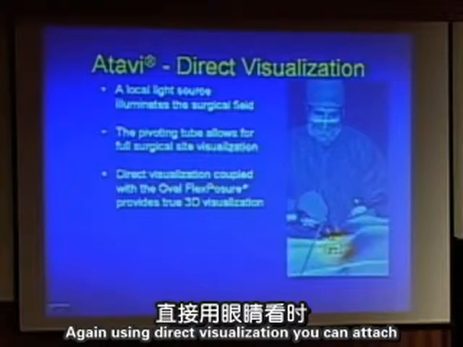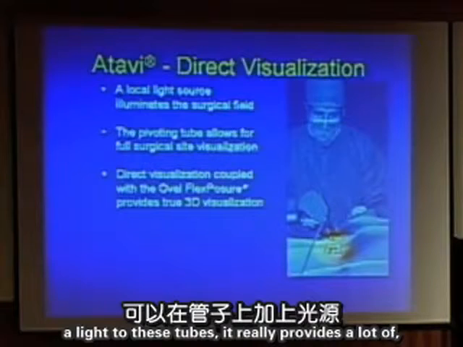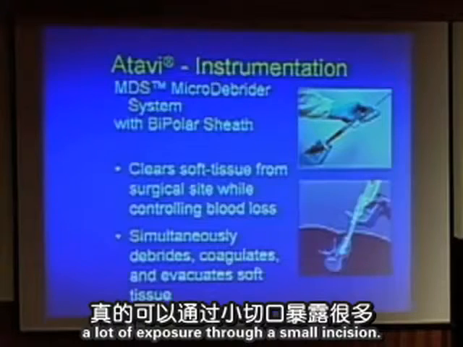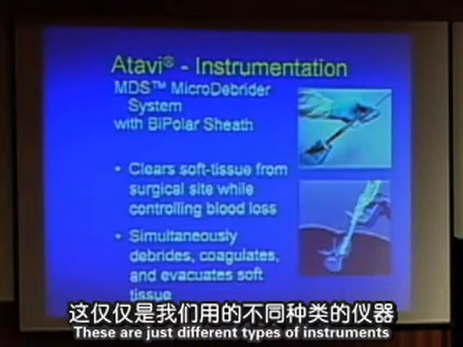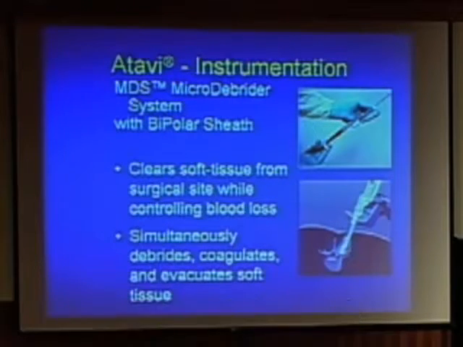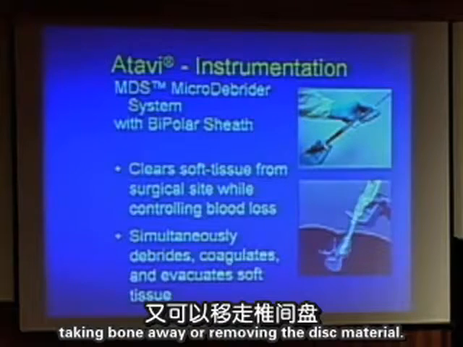Again, using direct visualization, you can attach a light to these tubes. It really provides a lot of exposure through a small incision. These are just different types of instruments that we use to either help with the decompression, taking bone away, or removing the disc material.